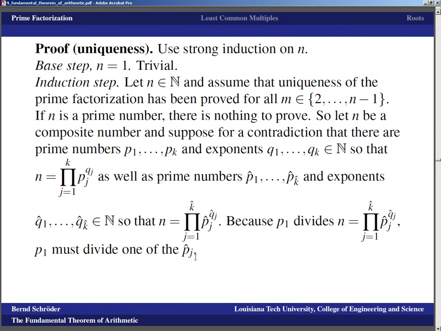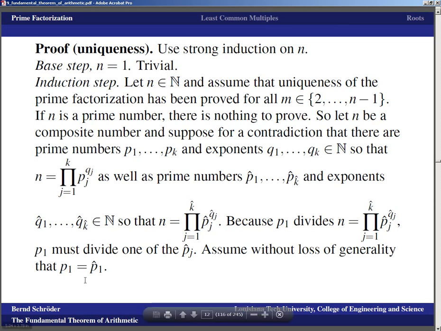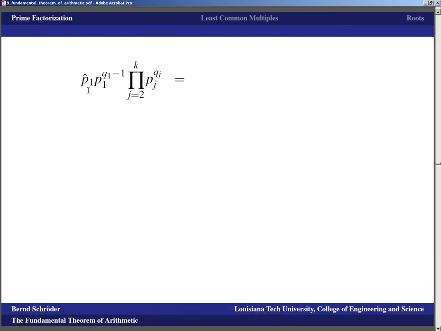That was that lemma, that if a prime number divides a product, it must divide one of the factors, and so that means that p1 must be one of the pj hats, and we can assume without loss of generality that p1 is p1 hat. Then p1 hat, which is p1 to the q1 minus 1, product j equals 2 to k, pj to the qj, well, that's p1 times p1 to the q1 minus 1, product j equals 2 to k, pj to the qj, which is the first possible factorization of n.